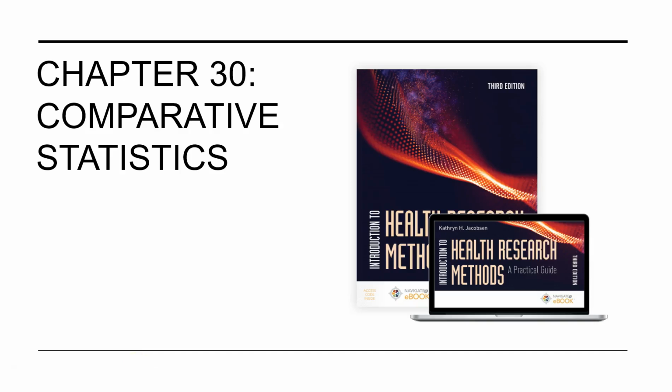Hi everyone, this presentation covers Chapter 30 on comparative statistics in the third edition of Jacobsen's textbook, Introduction to Health Research Methods, a Practical Guide. In this chapter, you will learn that comparative statistics, such as rate ratios, odds ratios, t-tests, and chi-square tests, are used to compare groups of participants by exposure status, disease status, and other characteristics.